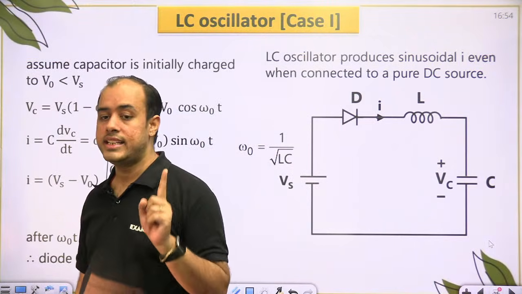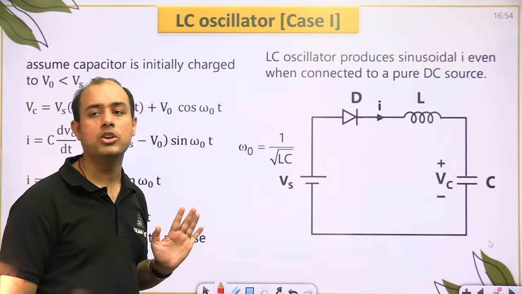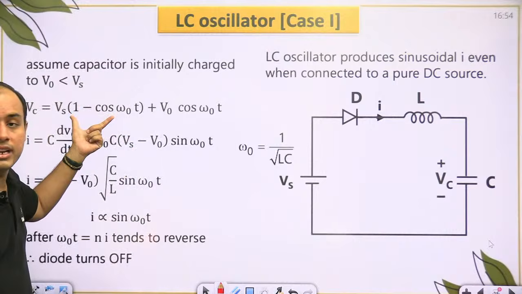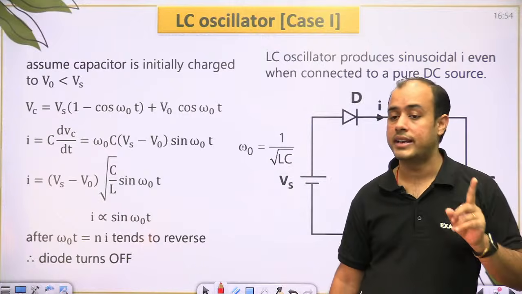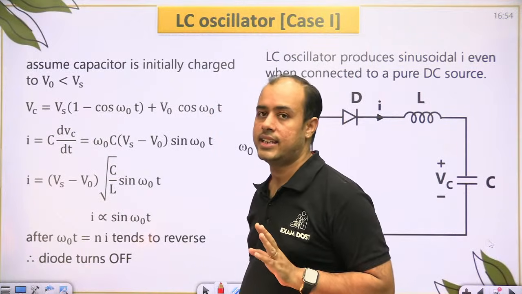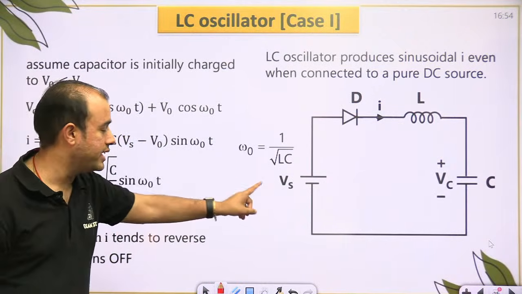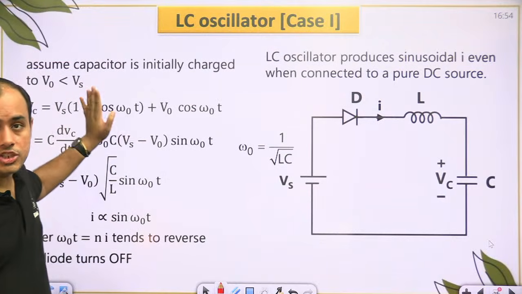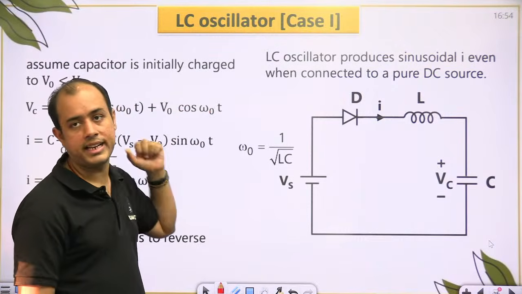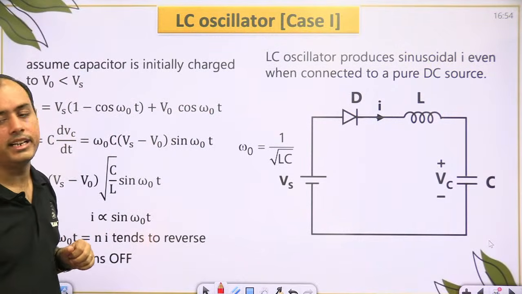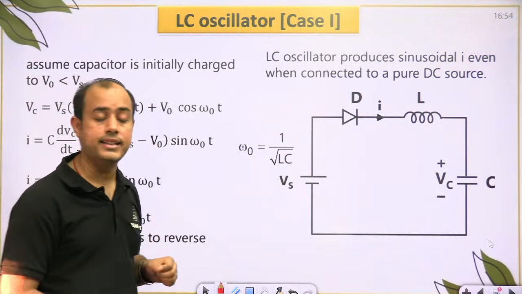Now, whenever you see the steady state value of IL or VC becoming non-zero, use the function 1 minus cos with it. अगर आपकी steady state value non-zero आ रही है, चाहे IL की, चाहे VC की, आप उसमें कौन सा फंक्शन मल्टीप्लाई कर दो? 1 minus cos. तो VS 1 minus cos. Now, initial capacitor voltage is V0. Whenever you see initial voltage, multiply it by cos. Now, if voltage contains cos, current will contain sine.